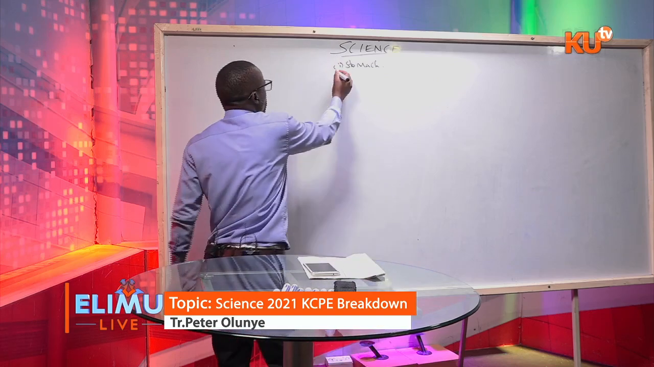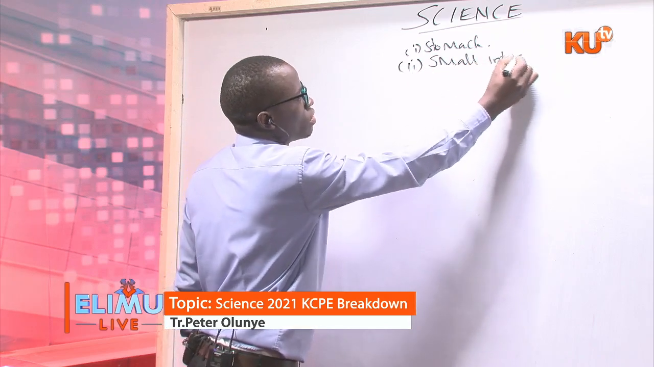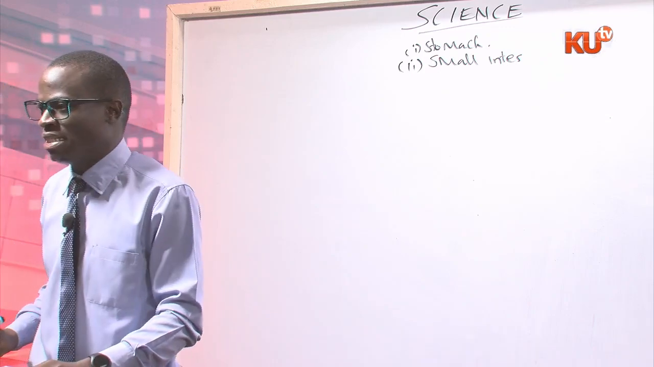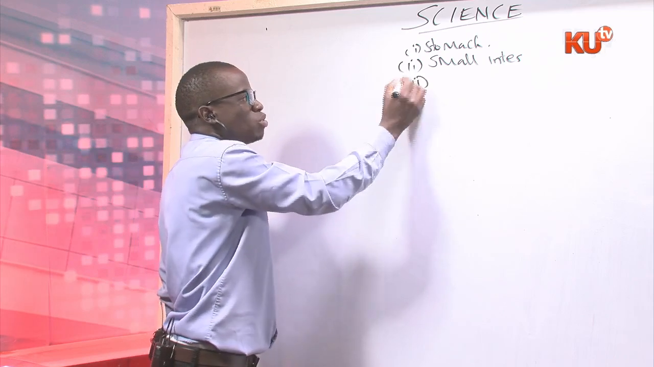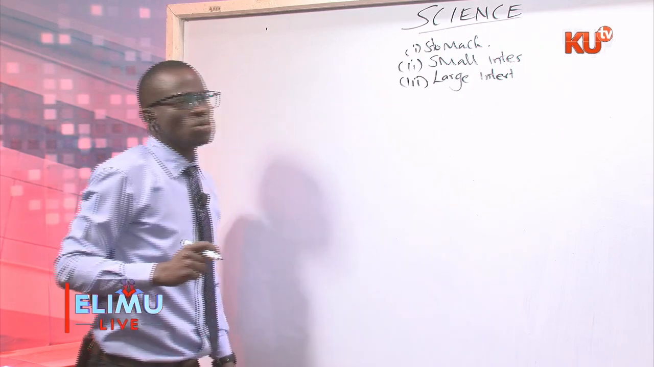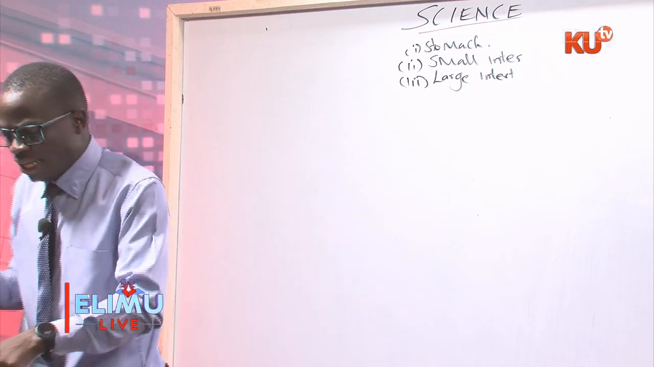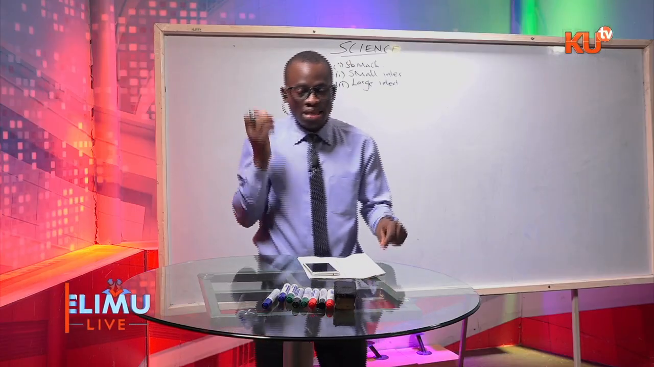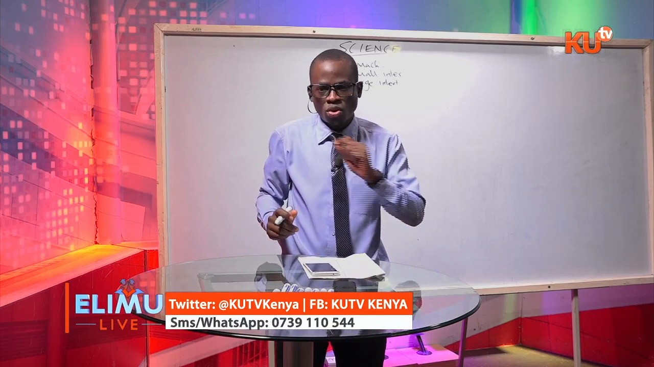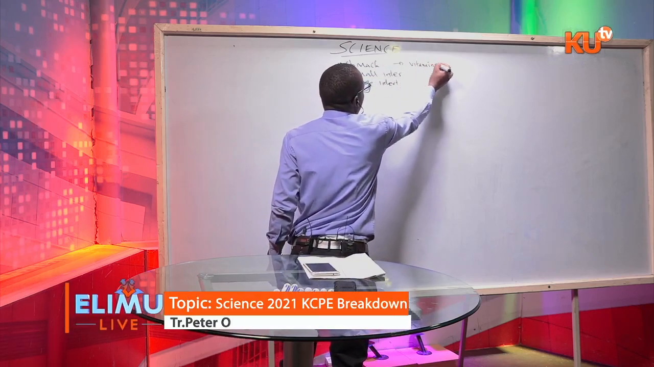We have number two, where we have absorption. Here we have the small intestines. So in the small intestines, boys and girls, we have absorption taking place. We also have the third part where we have absorption, that is the large intestines. So in the large intestines also, we have absorption taking place. Now, the question was asking which part will help in the absorption of mineral salts? So we have the stomach where we have said vitamins are absorbed.